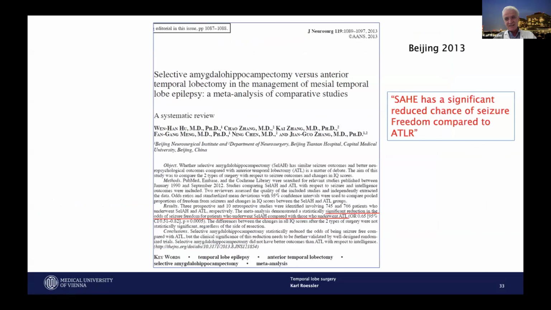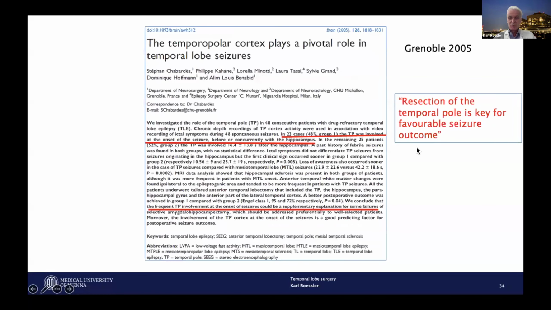And in the same year, a Chinese group, interestingly, published the same analysis. And they, of course, got to the same conclusion that SAHE has a significantly reduced chance of seizure freedom compared to anterotemporal lobe resection.